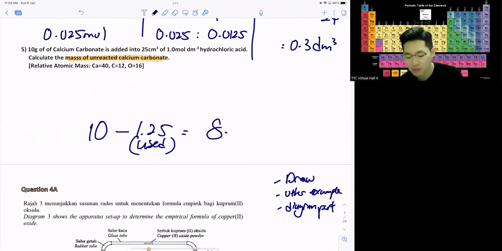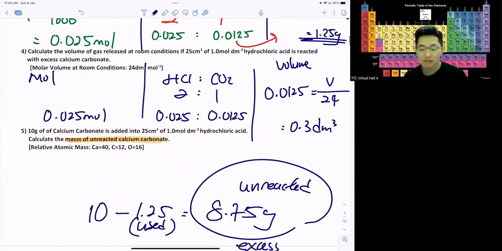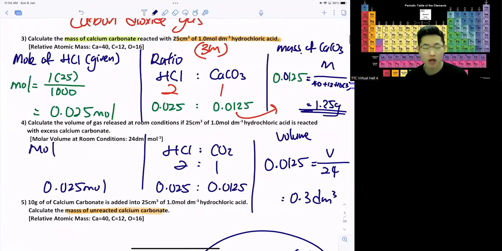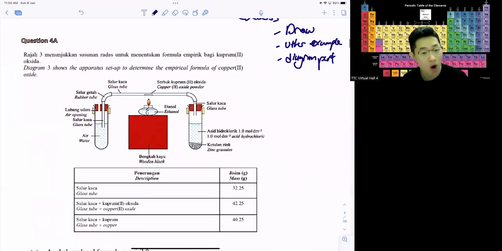To get 8.75 grams unreacted. Unreacted 是多余的, extra one means excess. Okay, just like that. Okay, so same thing. Pause and try to do all this calculation equation in this page. And then I will move on to question 4.